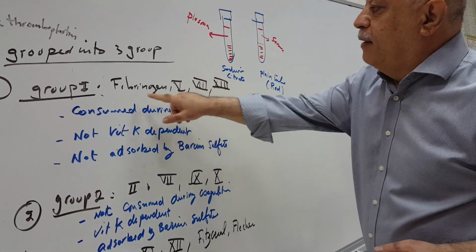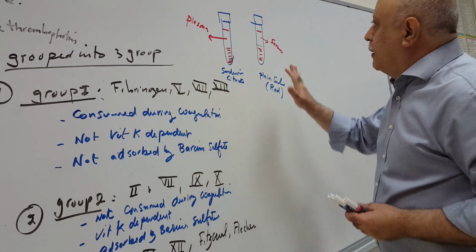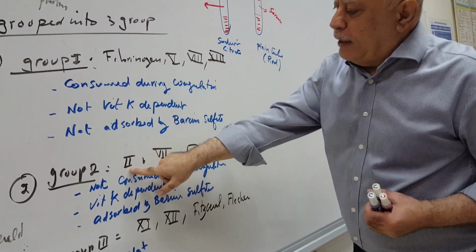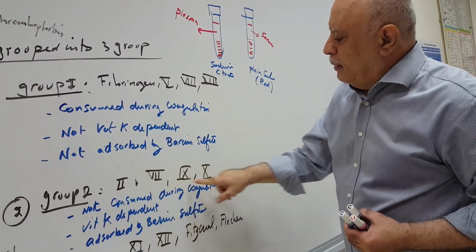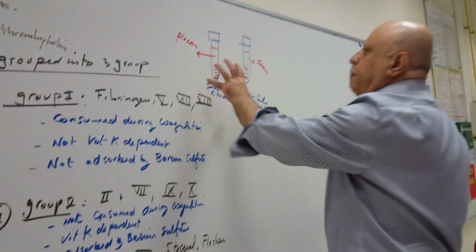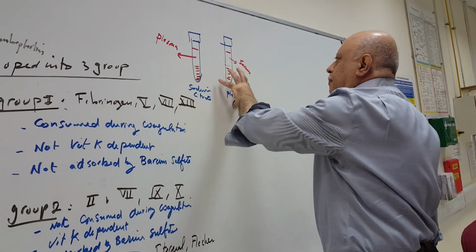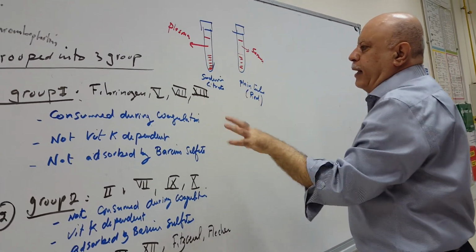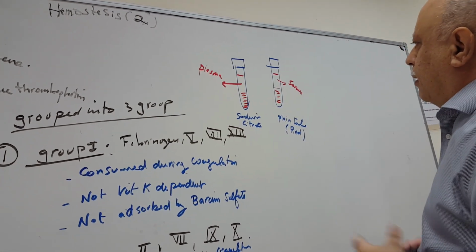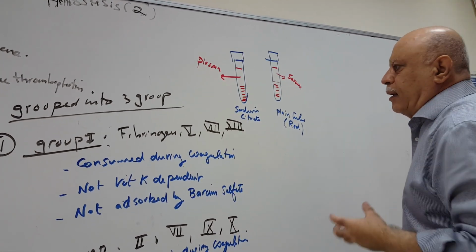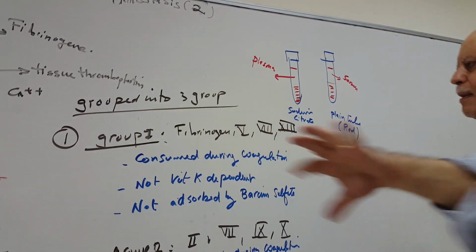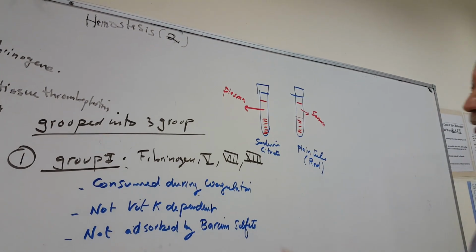8, 5, and 1. They are consumed. But, believe it or not, in serum, we still have factor 2, 7, 9, and 10. So this is the difference between basically plasma and serum. Serum has less clotting factors available because in serum there is a clotting. During clotting, all these factors are consumed, disappeared, used up.